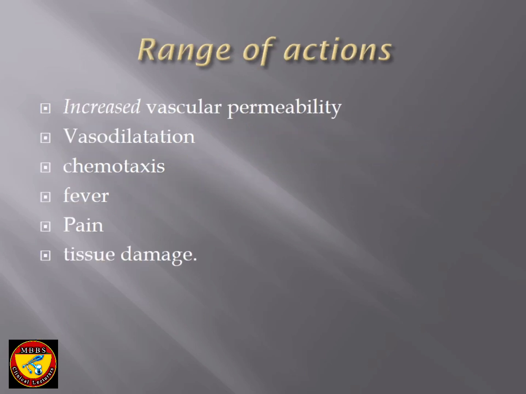Now what could be the range of actions? What are the different actions of chemical mediators? Number one is increased vascular permeability. It has a vasodilatation effect. It has a chemotactic effect. Some mediators cause fever and pain, and some mediators are released for tissue damage, to damage the bactericidal or the injurious agent. Apart from the injurious agent, it has to destroy the tissues on which the injurious agent is acting.